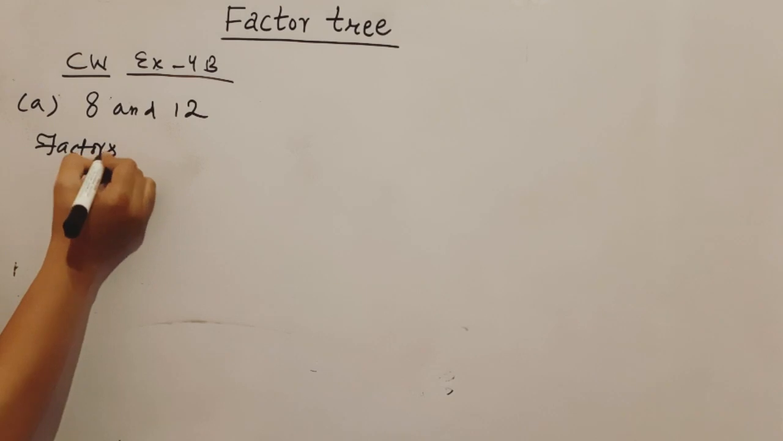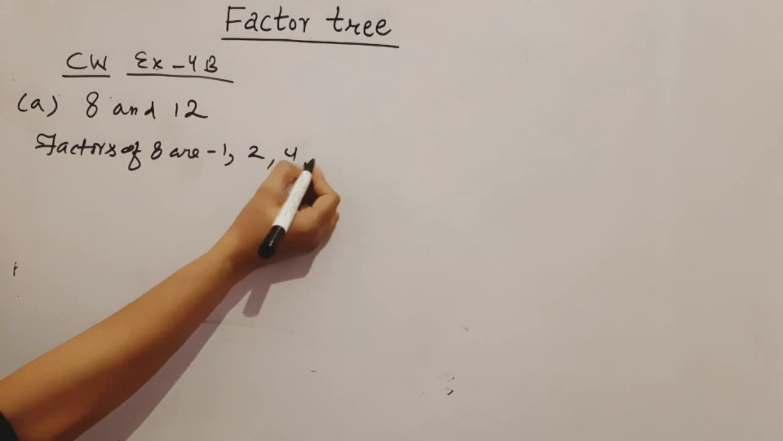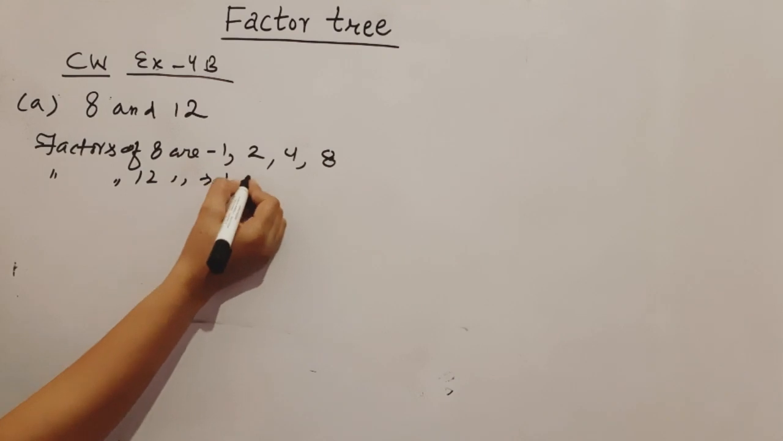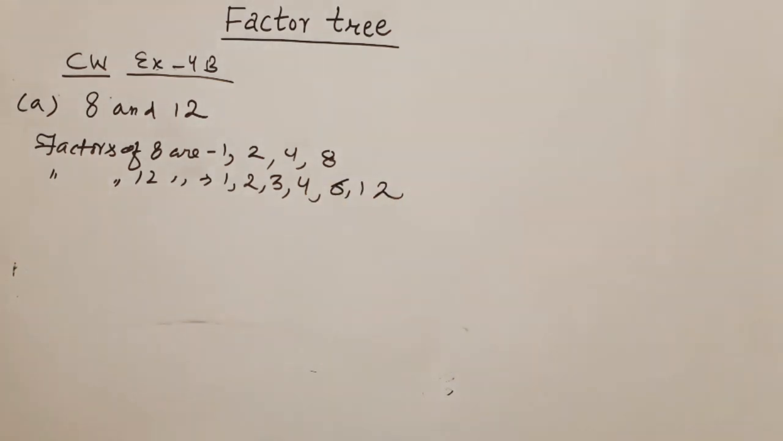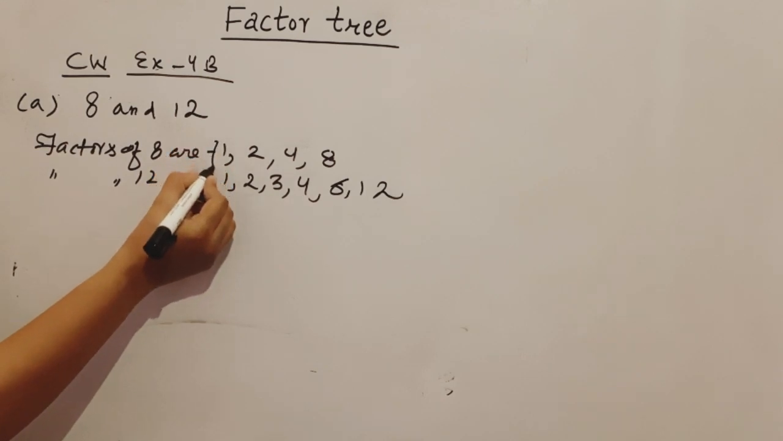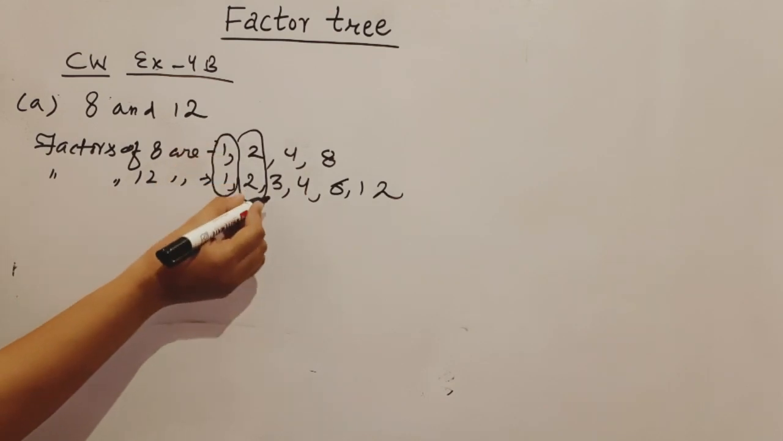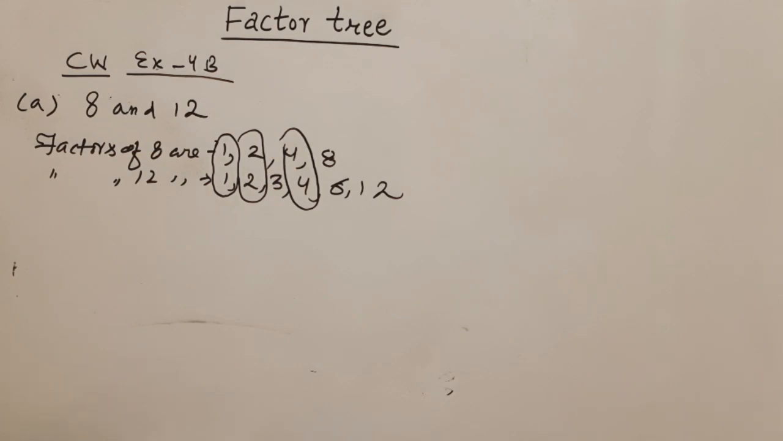So factors of 8 are 1, 2, 4 and 8. Now factors of 12: 1, 2, 3, 4, 6 and 12. Now in the question it is asked to find out the common factors. Common means जो दोनों में सेम हो. तो जैसा कि आप यहाँ देख पा रहे हैं, 1 8 का भी फैक्टर है और 12 का भी फैक्टर है. 2 आपका 8 का भी फैक्टर है, 12 का भी फैक्टर है. 4 आपका 8 का भी फैक्टर है और 12 का भी फैक्टर है.